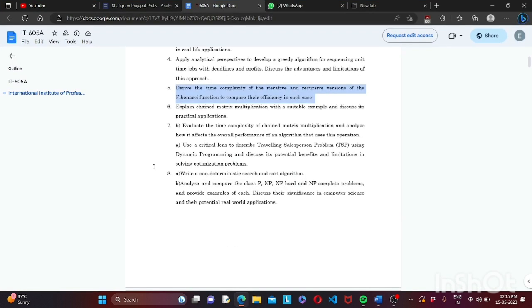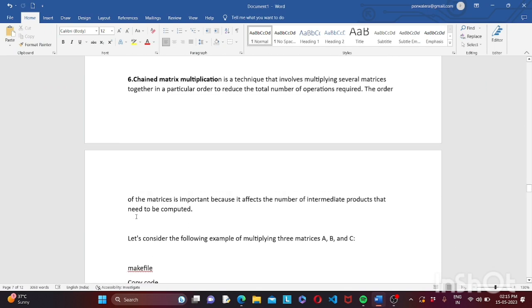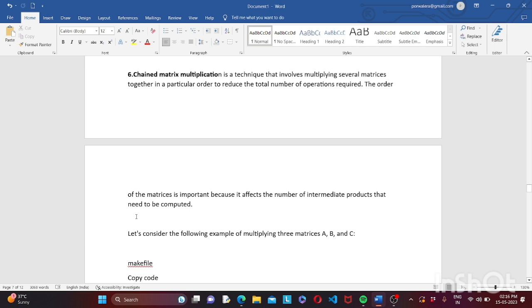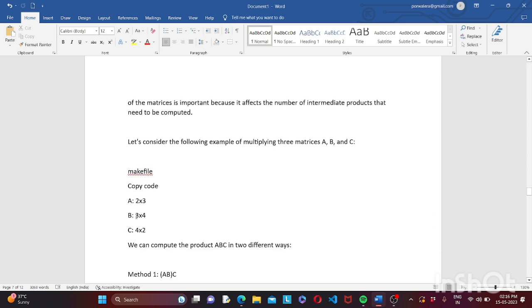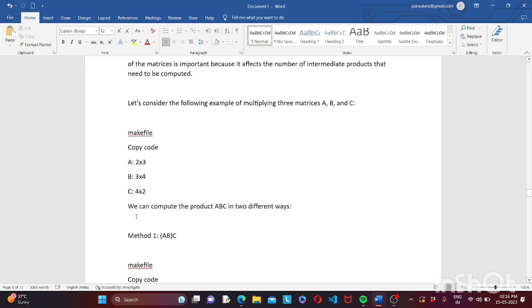Another question is question number 6, which is explain chain matrix multiplication with a suitable example and discuss its practical applications. So practical and real life examples we can say. So first of all, what is chain matrix multiplication? It is a technique that involves multiplying several matrices together in a particular order to reduce the total number of operations required. So the order of matrices is important because it affects the number of intermediate products that need to be computed. Now let us consider the following example of multiplying three matrices A, B and C and see how.